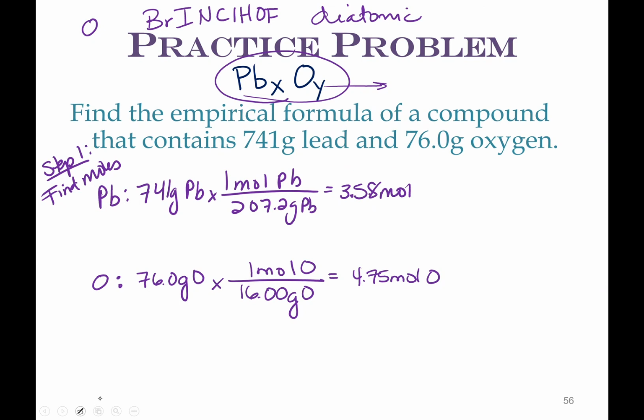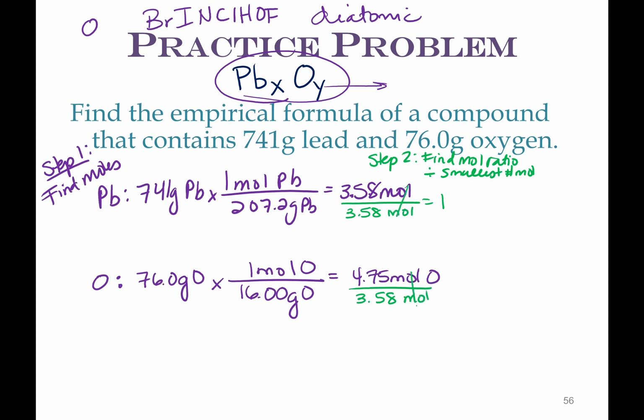Okay, now step number 2. Step number 2 is find the mole ratio by dividing by the smallest number of moles. So 3.58 or 4.75, which is the smallest? I hope you all said 3.58 because yes, that would be correct, is equal to 1 here. And this is going to be equal to 1.33.